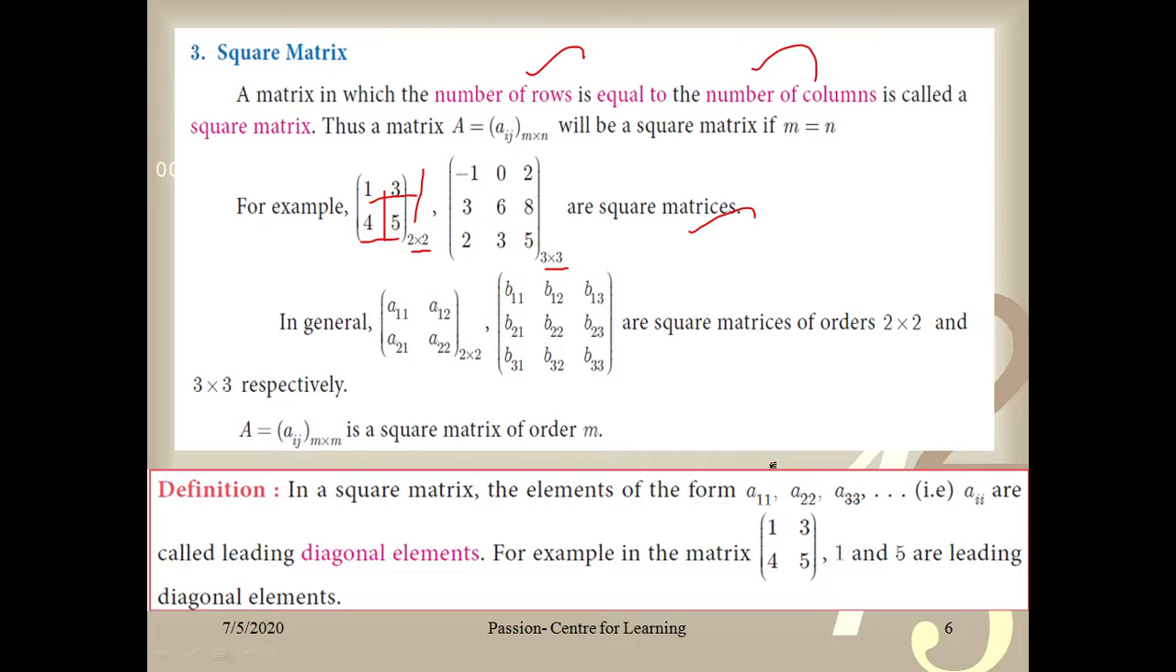Now they have given a term called leading diagonal elements. You can see here 1, 3, 4, 5. This is called the leading diagonal elements. You know what a diagonal is. The same way, you can see here -1, 6, 5. These will be your leading diagonal elements, like A11, A22, A33, and so on. You can see clearly here B11, B22, B33. These are the leading diagonal elements.